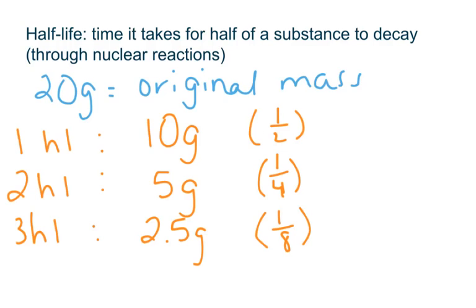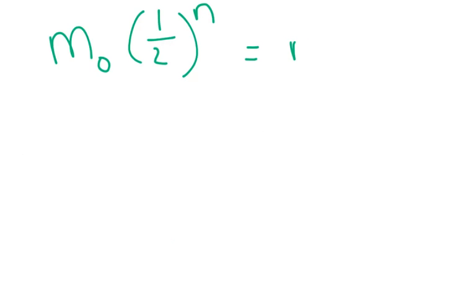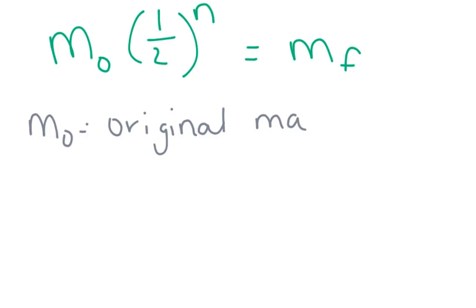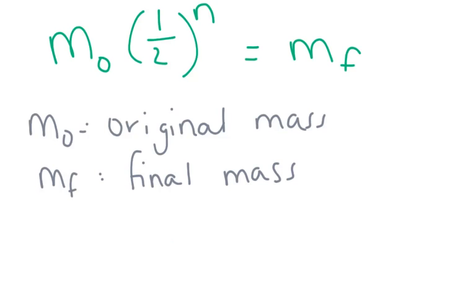So there's actually an easier way. And this easier way is a formula. This formula is MO, which stands for original mass, times 1/2. That 1/2 is raised to the power of n, and that equals MF, which is final mass. So MO is original mass, MF is final mass, and n is the number of half-lives.